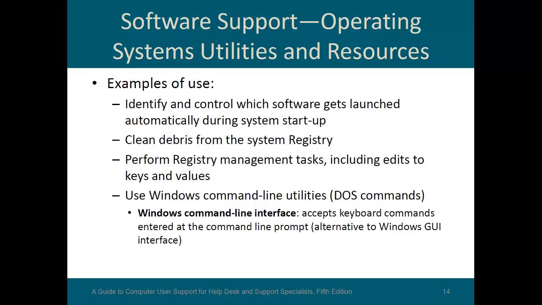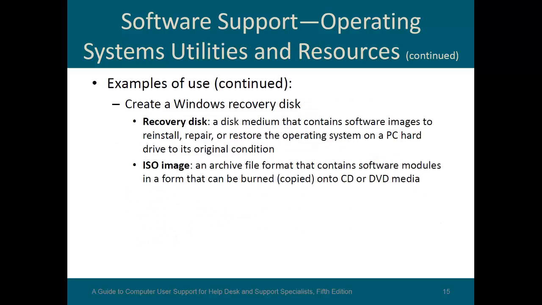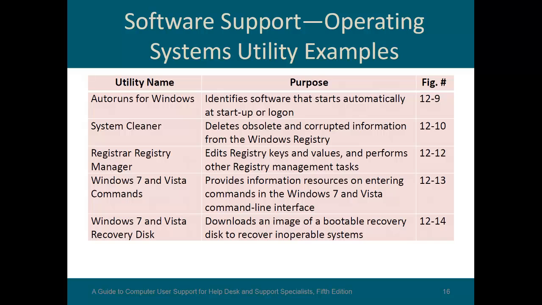Use Windows command line utilities, DOS commands. Create a Windows recovery disk could be very helpful in case you need to wipe everything out and start over again. Either in a disk medium, or you could have one that's part of the hard drive itself in a separate partition, or as an ISO image you could burn onto a DVD. Software support operating system utility examples continued on here with autoruns for Windows, system cleaner, etc. Of course, there's Windows 7 and Vista, and now Windows 8 commands, and the recovery disk you can create.